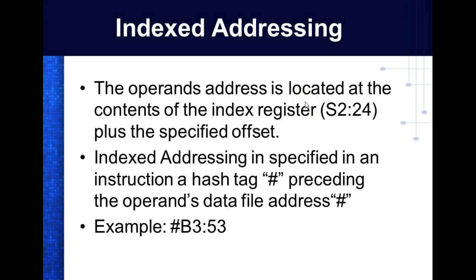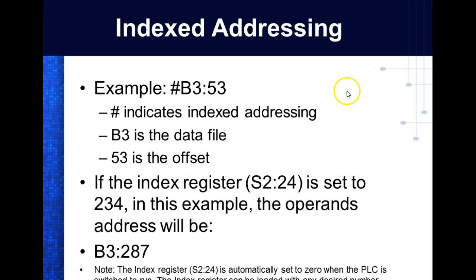The operating address is located at the contents of the index register, which is S224, plus an offset. Now, this is what index addressing means. You come up here and we put what out here before, it's hashtag. So this is going to take the contents of the index register, which is whatever's in there. It's going to add 53 to it, and that's going to be where it's going to be at in the B3 file. That makes sense? So this says, B3 is the data file with the offset, right?